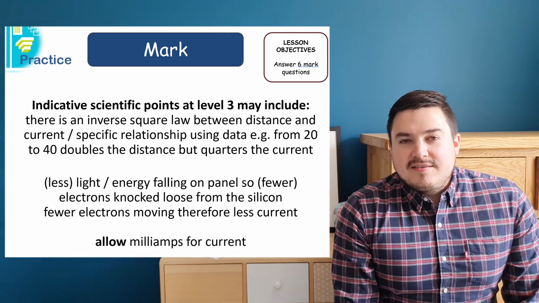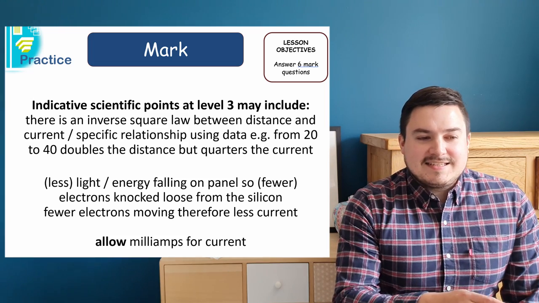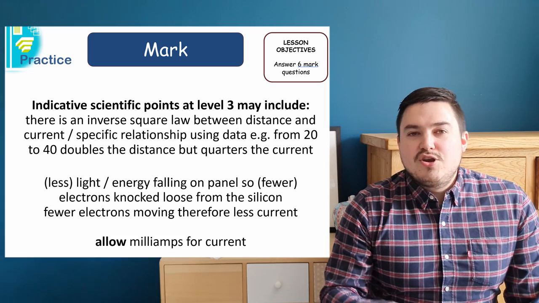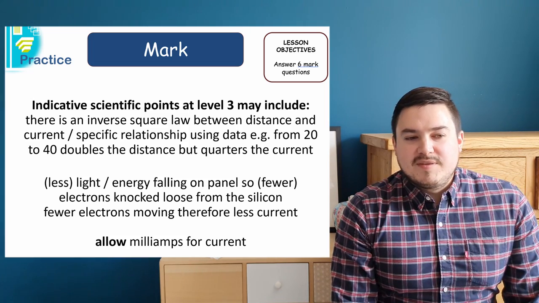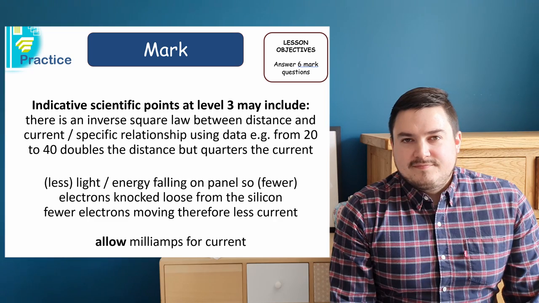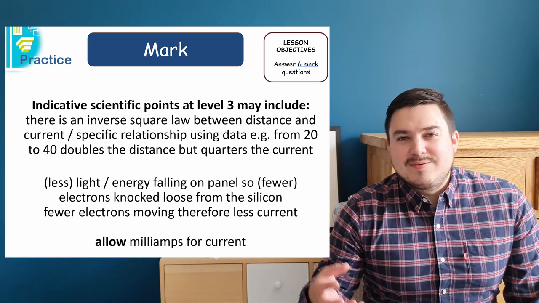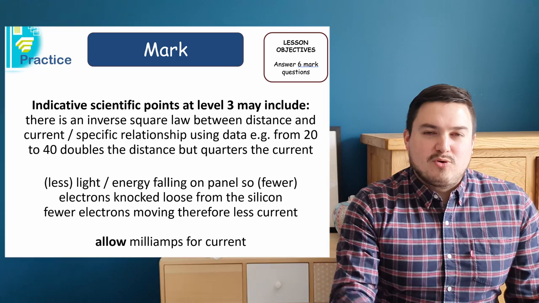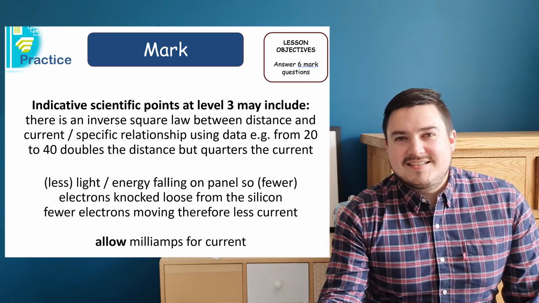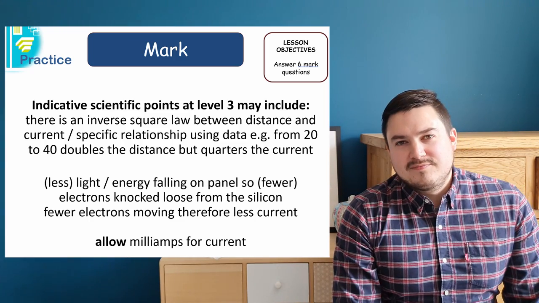Finally, the explanation then needs to be that there's less light energy falling on the panel, so we're knocking fewer electrons loose from the silicon. We know that the more energy there is, the more electrons will be knocked loose from the silicon, so the more current will be produced. And if there's less light, fewer of those electrons are going to be knocked loose.